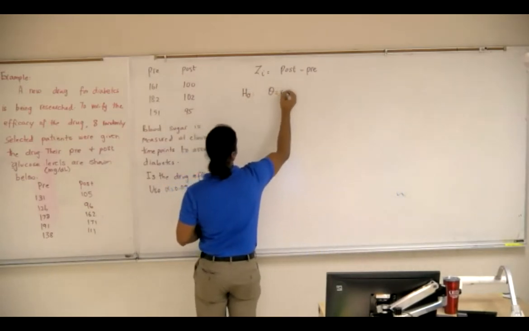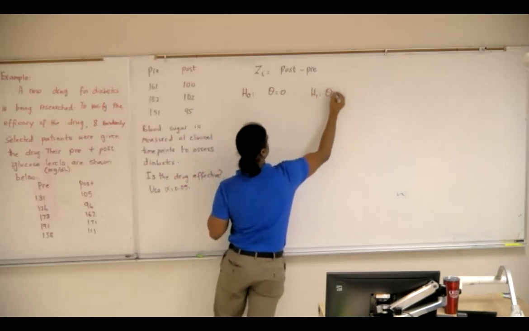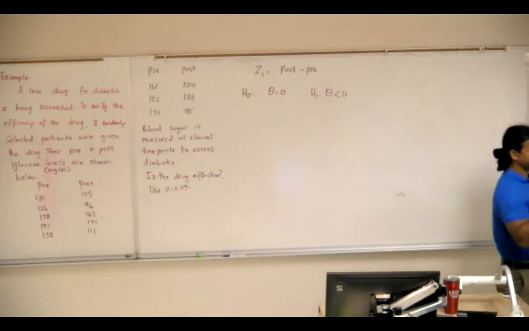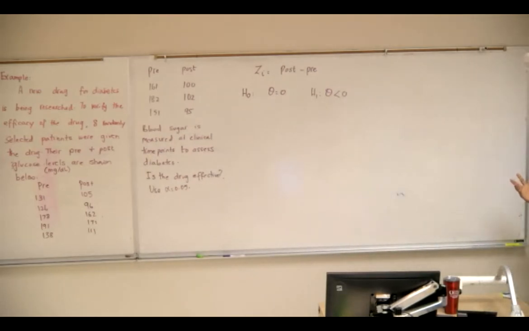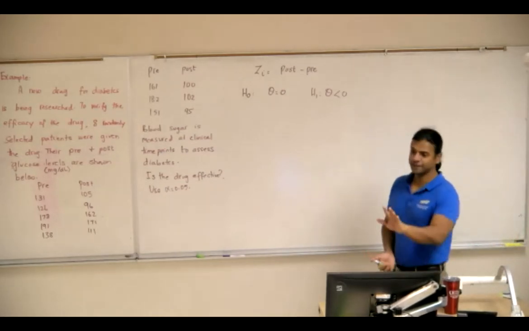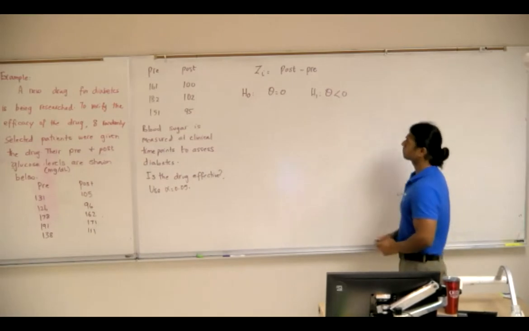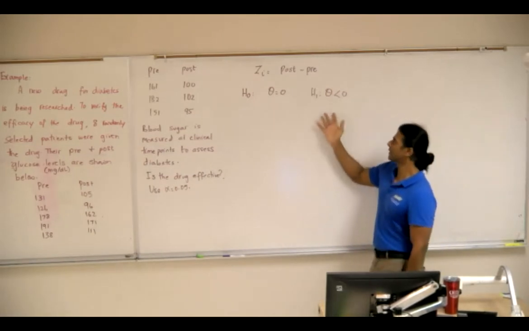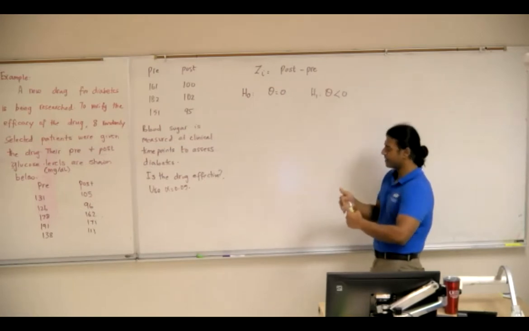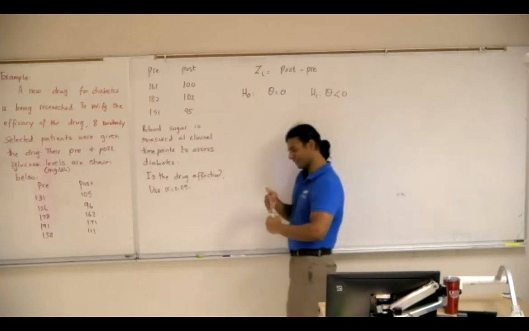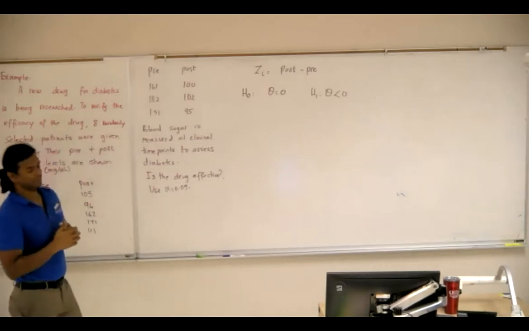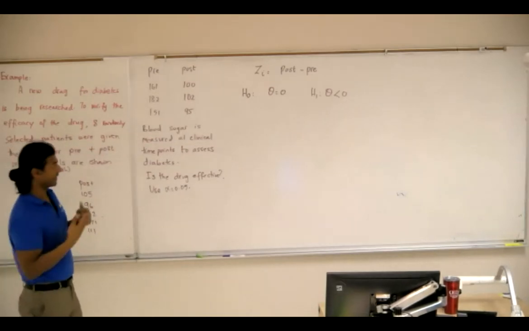So null theta is 0. Alternative theta is less than 0, where theta is a location parameter. Doesn't have to necessarily be the median, but definitely not the mean. But it will turn out that this ends up being sort of a median. But it is a location parameter, and we want to see if it is 0 or if it is less than 0. If it becomes less than 0, then the drug is actually efficacious.